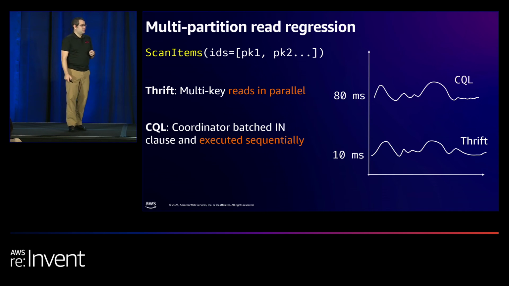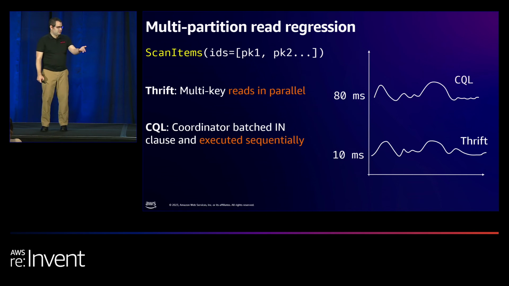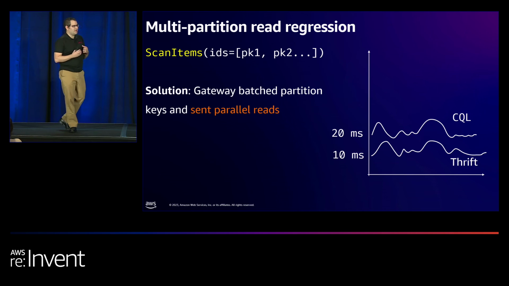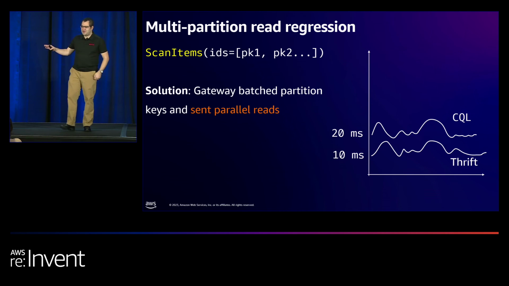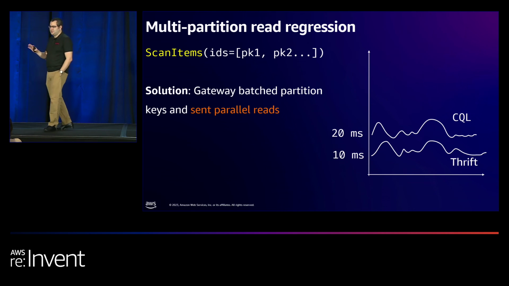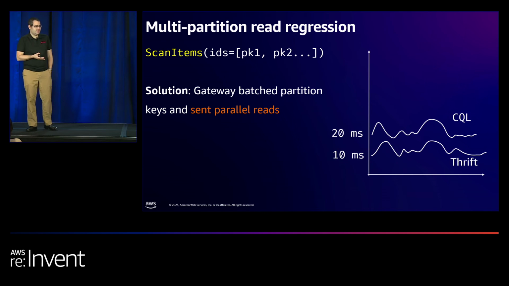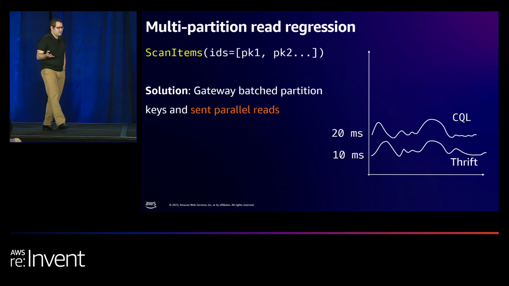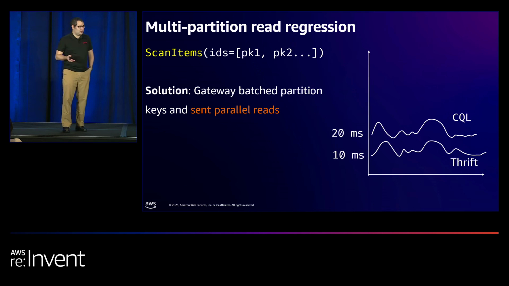This was pretty unacceptable. The user was like, hey, I can't do this migration. The latency would go up by a factor of 8. Luckily, because we control that gateway, we don't have to go convince the Apache Cassandra community to change the implementation in the coordinator. We can just fix it in the gateway. We just implemented parallel reads on our own, and we're able to bring that latency back down.